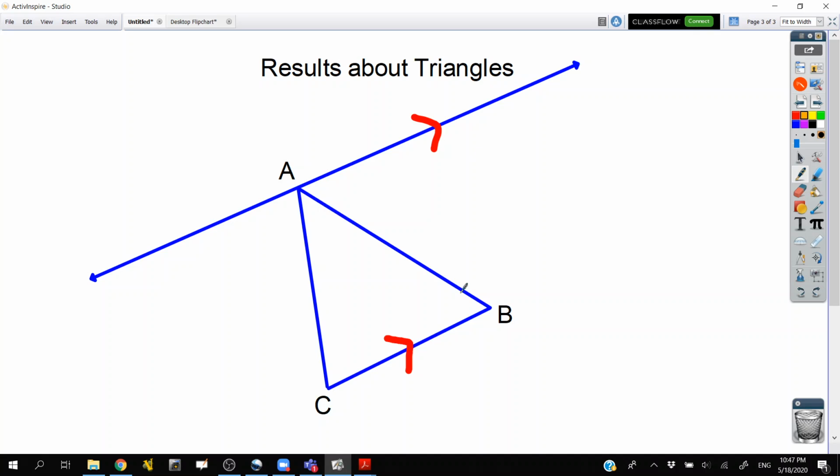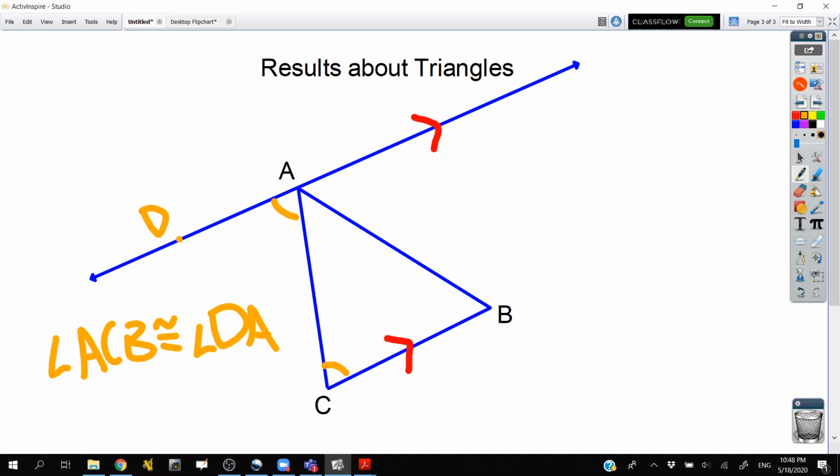One result about triangles. Here I have a triangle, and we have a line that I drew that just happens to be parallel to this base of the triangle. So CB is parallel to this line up here. Well, then if those are parallel, then here we have alternate interior angles. So however big angle ACB is, this angle is the same. Angle, well, I'll just put D and say angle ACB is congruent to angle DAC. So just saying the two orange angles are congruent.